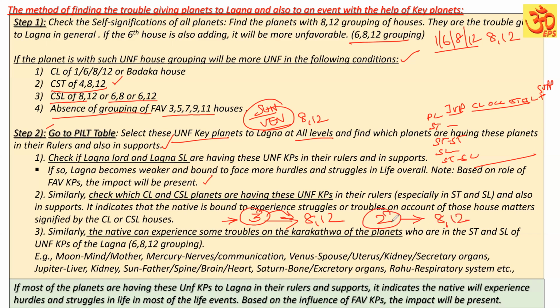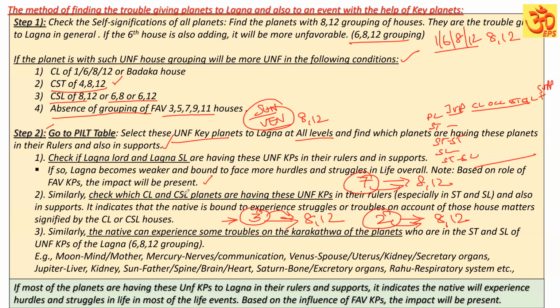Second house matters finance. That Lagna will face obstacles on account of finance, will get struggles or loss on account of finance. Suppose the seventh house is connecting to the 8 and 12, meaning the seventh lord or seventh sublord is in the star of a planet unfavorable to the Lagna. Through the seventh house matters, the Lagna is going to face obstacles. That is what I'm saying here.